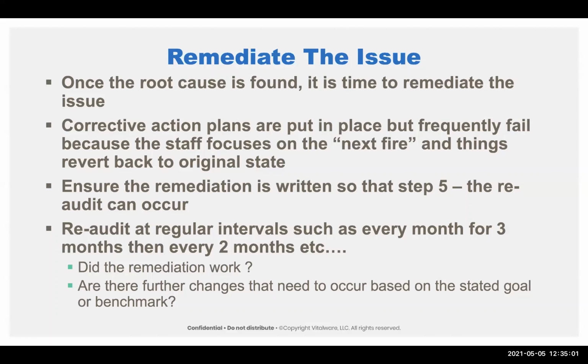Ensure remediation is written. Word of mouth is an almost guaranteed way of failure. That's why we like Six Sigma. They'll put it in a project plan. It'll be well documented what happened so that you can go back 6 months from now and find out where it came off the rail.